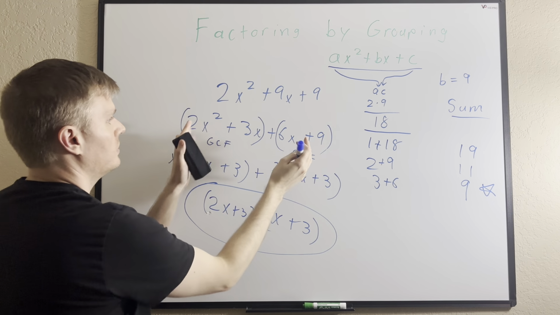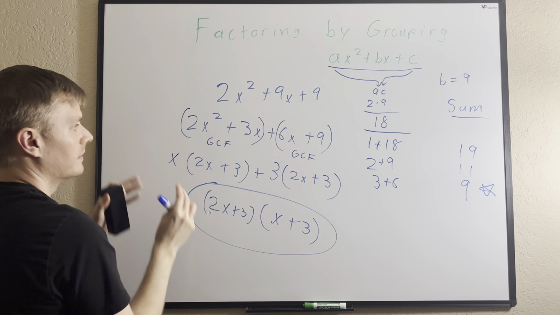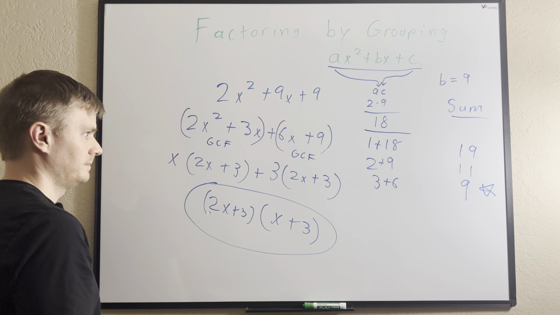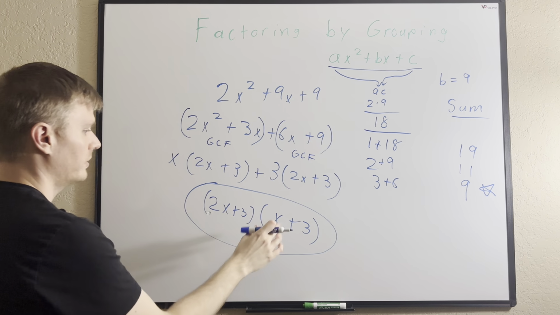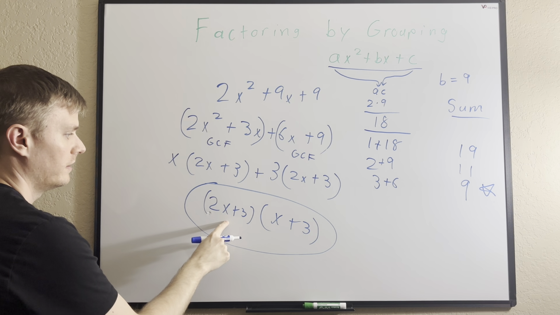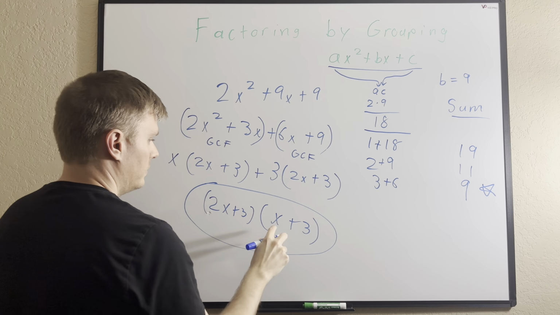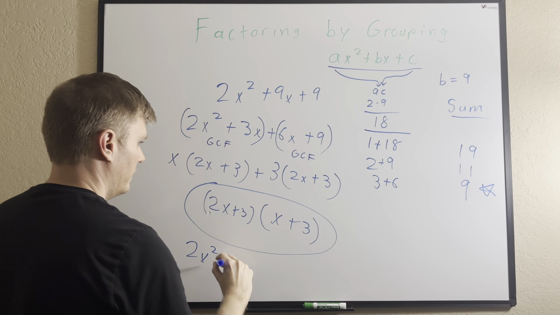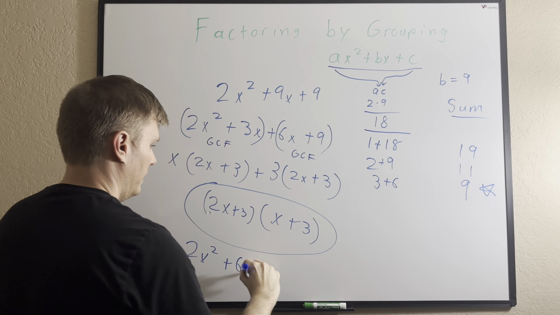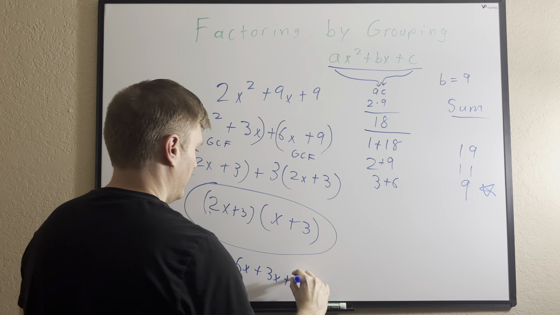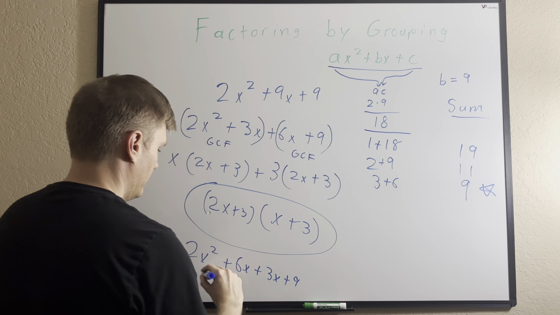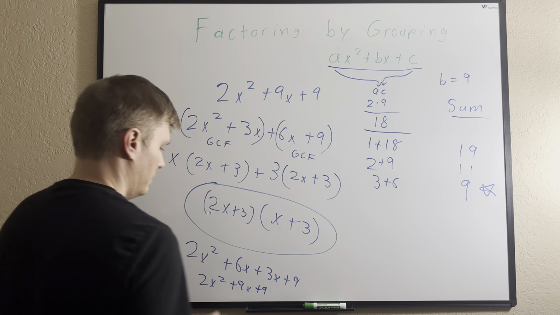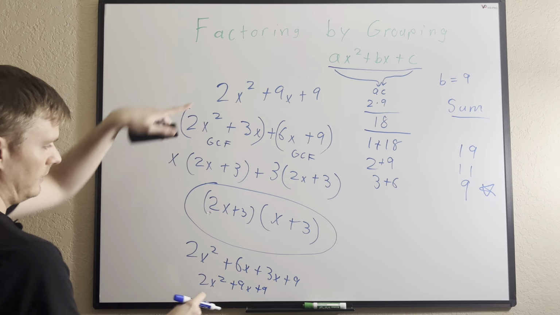That's what grouping is. You just group those together, and you just take the greatest common factor, greatest common factor, greatest common factor, until it looks all nice like this. Now we can check that answer. By foiling this out, we can check that answer. 2x squared plus 6x plus 3x plus 9. That combines to be 9x. So we're good. That's what we started with, right? Yep.